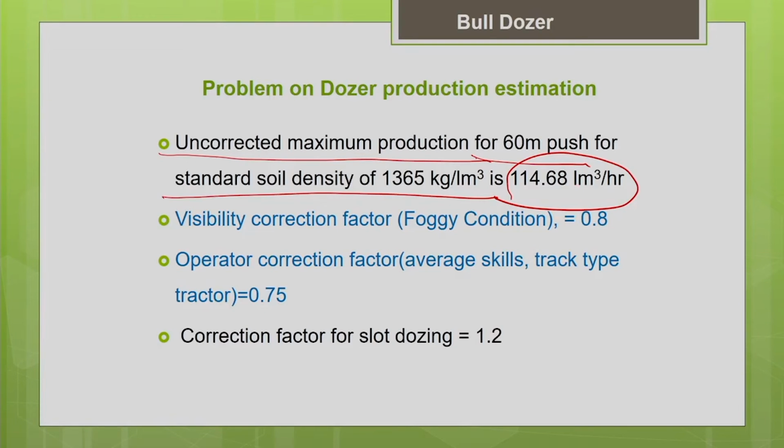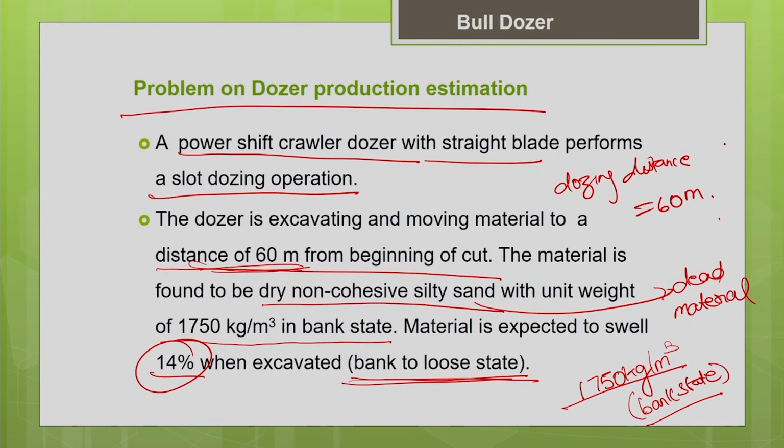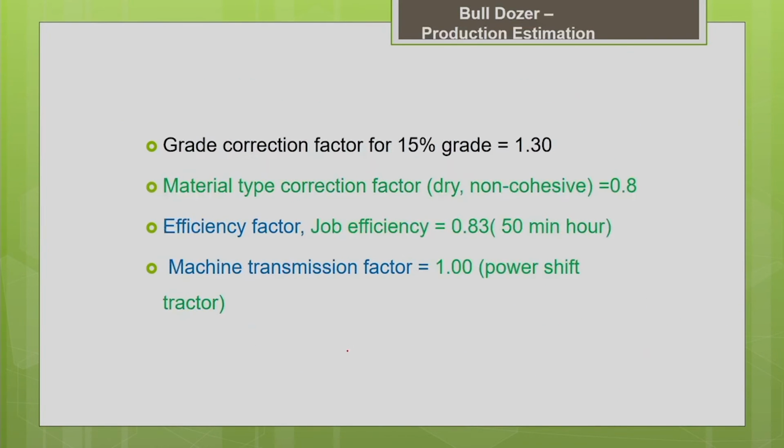So, next is, and you should note that this is valid for the soil density of 1365 kg per loose meter cube, but in your project the soil density is different. Okay. So, it is given 1750 kg per meter cube in bank state. So, you have to adjust it accordingly. Okay.